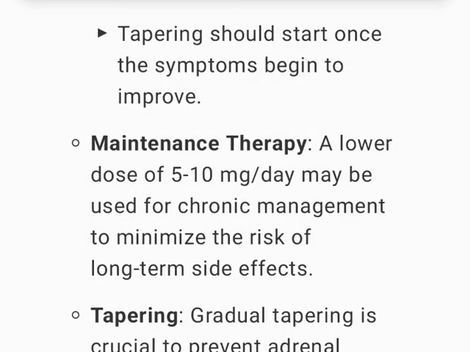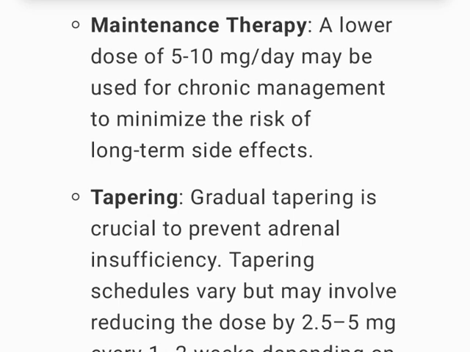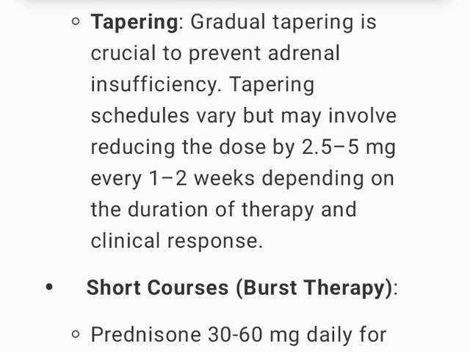Tapering should start once the symptoms begin to improve. Maintenance therapy: a lower dose of 5 to 10 milligrams per day may be used for chronic management to minimize the risk of long-term side effects. Tapering: gradual tapering is crucial to prevent adrenal insufficiency. Tapering schedules vary, but may involve reducing the dose by 2.5 to 5 milligrams every 1 to 2 weeks, depending on the duration of therapy and clinical response.